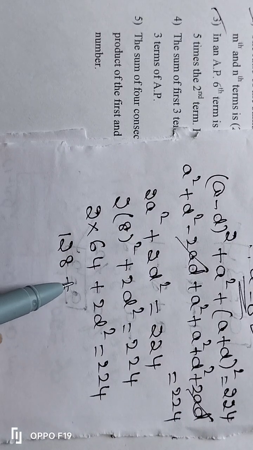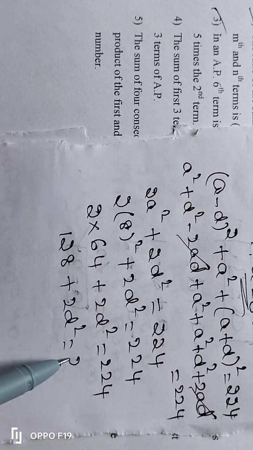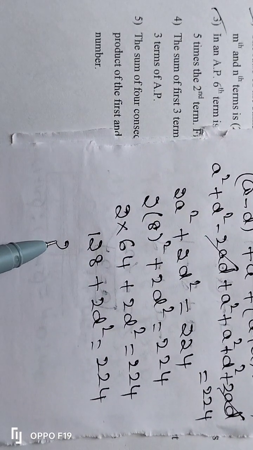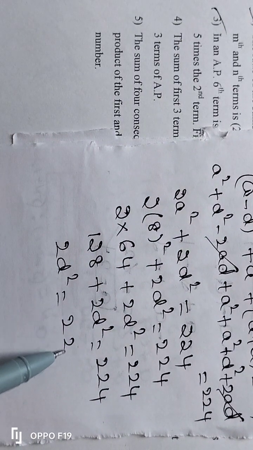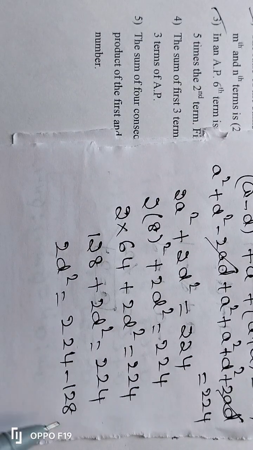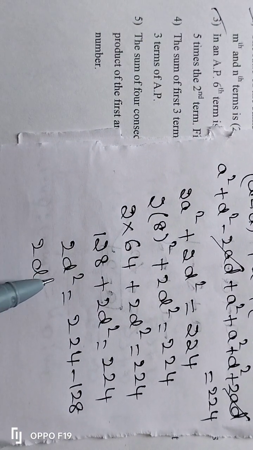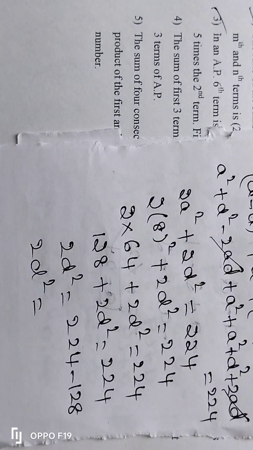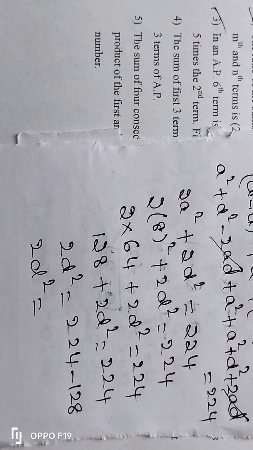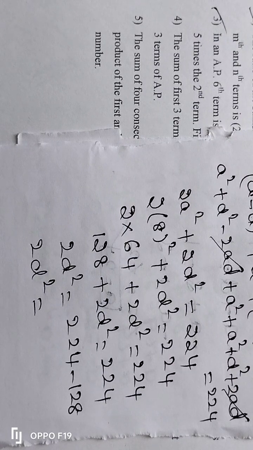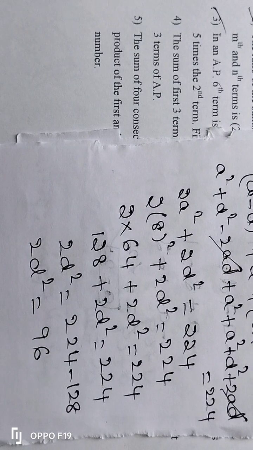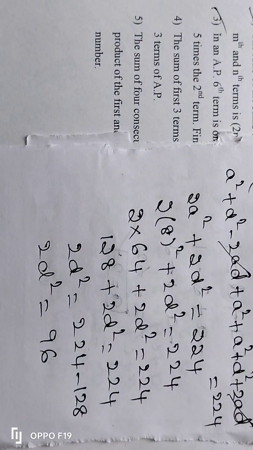64 2s are 128 plus 2d square is equal to 224. So 2d square is equal to 224 minus 128. From 224, if you subtract 128, 14 minus 8 is 6, 11 minus 2 is 9. So it will become 96. So 2d square is equal to 96.